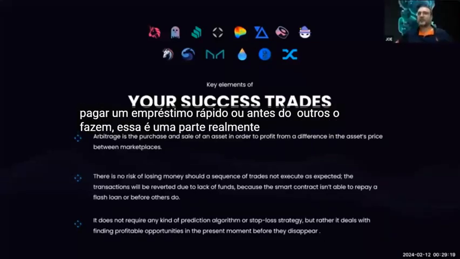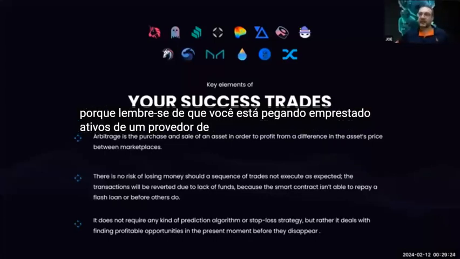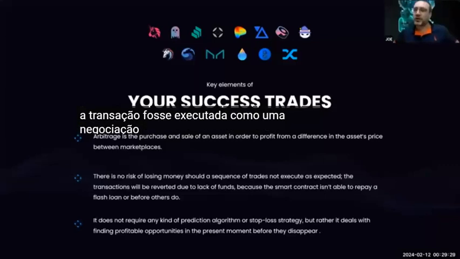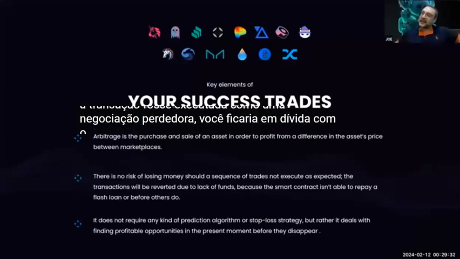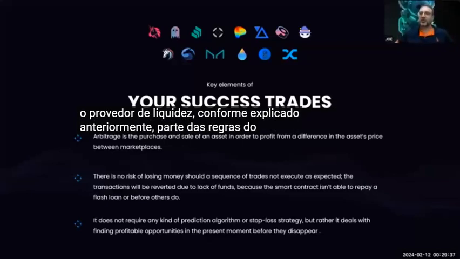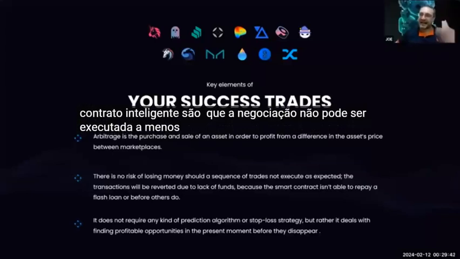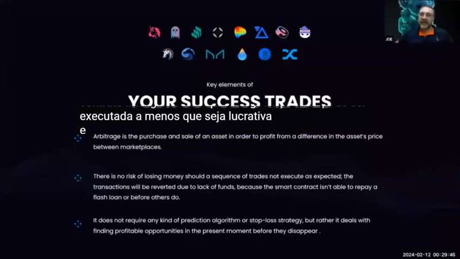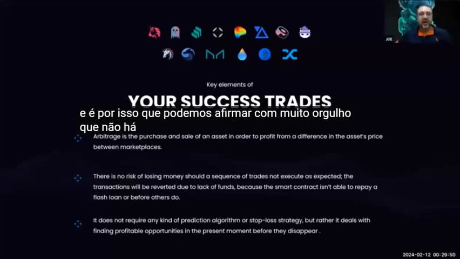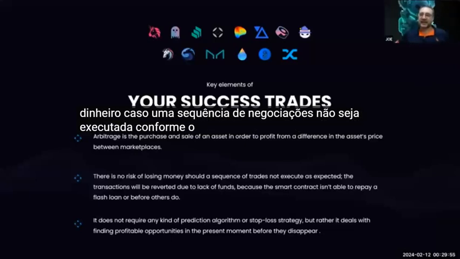So that's a really important part, because remember, you are borrowing assets from a liquidity provider. So if the transaction was to execute as a losing trade, you would be indebted to the liquidity provider. So as explained earlier, part of the rules of the smart contract are that the trade cannot be executed unless it is a profitable trade. And that's why we can quite proudly state that there is no risk of losing money should a sequence of trades not execute as expected.